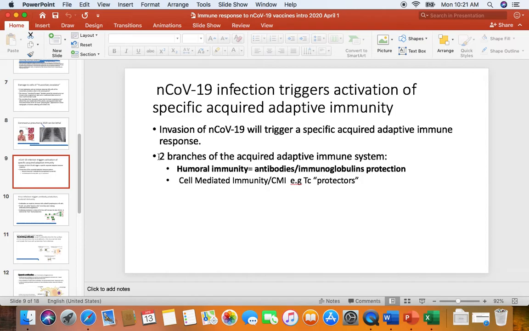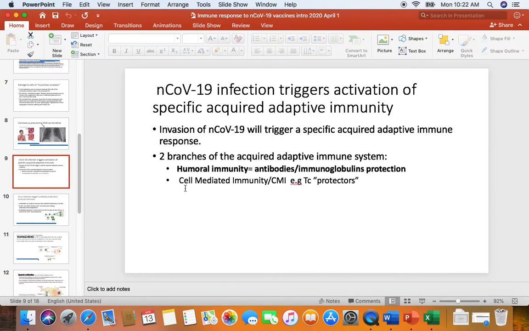So that's what I think of these big guns, specific acquired adaptive immune responses, like these huge cannon, and it takes a long time to get them activated, right, to get them working. So, folks, within the acquired adaptive immune response, there are two further branches: humoral immunity. Humoral meaning fluids, and fluids contain antibodies or immunoglobulins. And this is what we'll focus on the next few slides: humoral or antibody immunoglobulin protection.